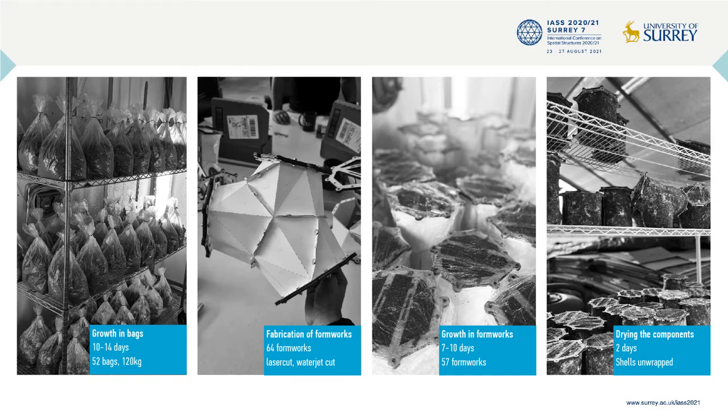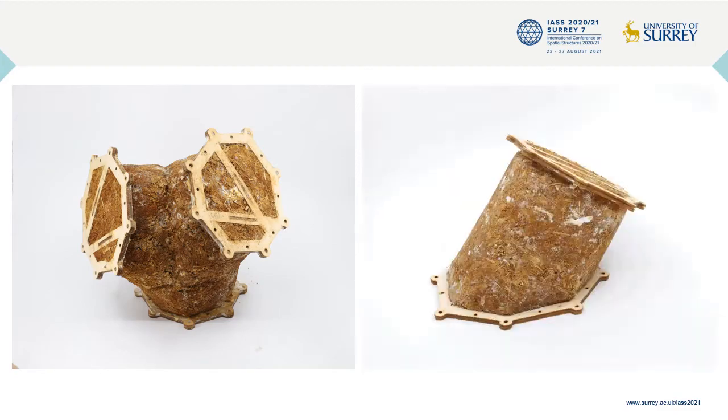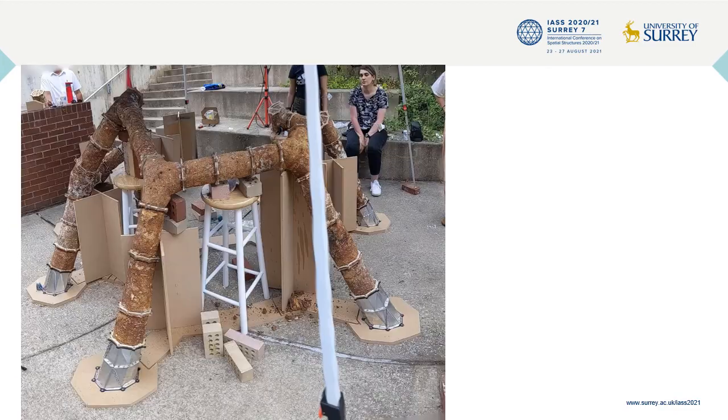Finally, we unwrapped the formworks after they got shaped and let them dry for 2 days in front of a fan. This is how the components look like after being dried. The compression-only structures are self-standing only after being assembled completely. Before assembling all the components, we had to use temporary scaffolds for making it stable.